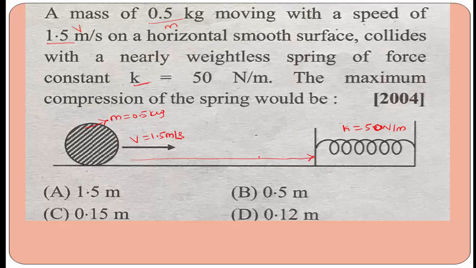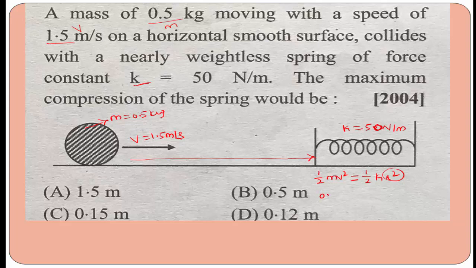When the body moves on the surface, it has a kinetic energy, that is half mv square. It is equal to the potential energy of the spring at maximum compression, that is 1 by 2 k into x square. K is the spring constant, x is the displacement of the spring. Now I am going to find the x value, the maximum compression of the spring. Here substitute the values in this equation.